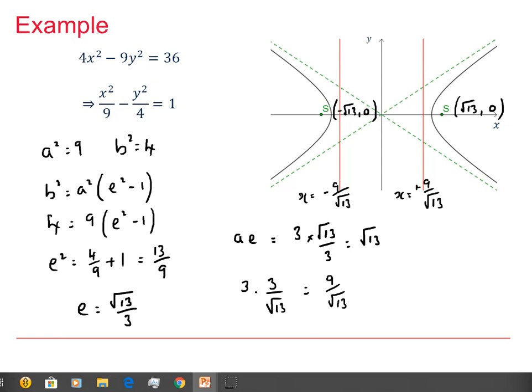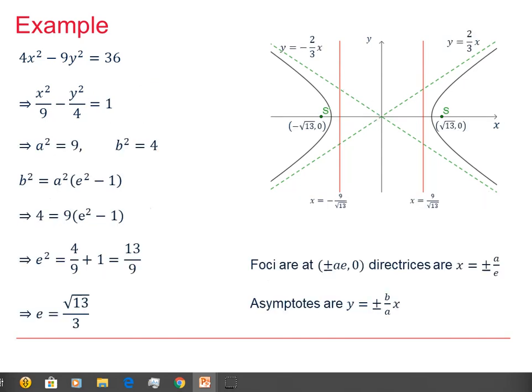The asymptotes are y is equal to plus or minus (b over a) x. Well, we know that b is equal to 2 and a is equal to 3, so we have y is equal to 2 over 3 x and y is equal to negative 2 over 3 x. And there we are, complete. Let's look at that neatly on a diagram. There it is.